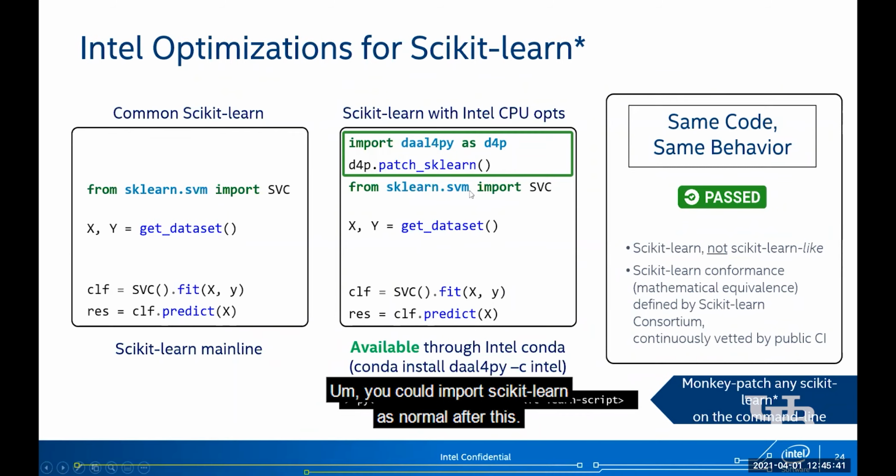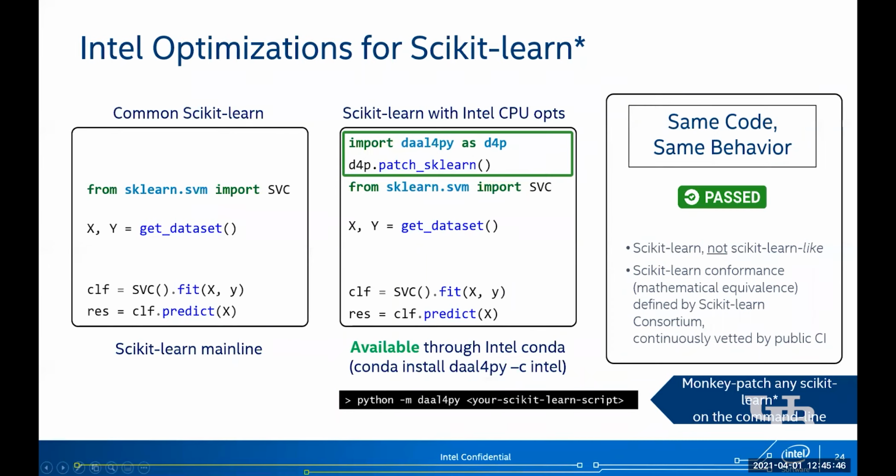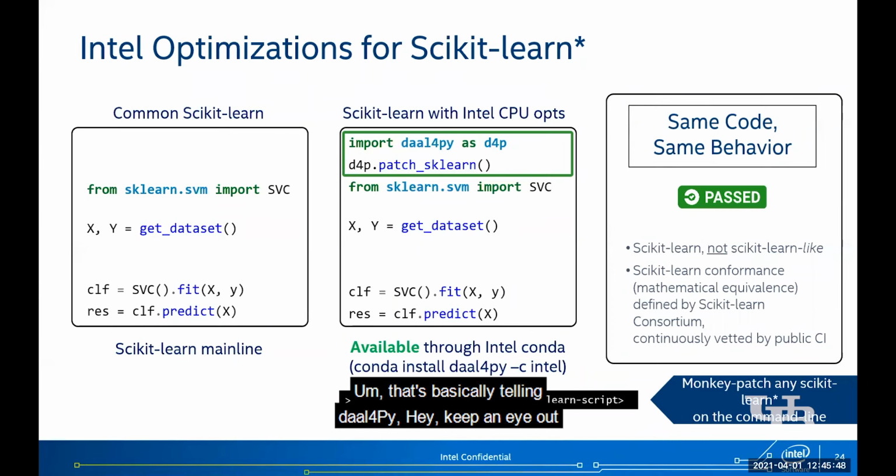You can import scikit-learn as normal after this. What this is doing is basically flipping a switch. That's basically telling $PI, hey, keep an eye out for anything like SVC, which is optimized, and optimize that. I want to note very clearly, this is all to extend and optimize. This is essentially an extension, and it helps optimize scikit-learn, but it's not scikit-learn itself. We're not looking to replace scikit-learn. It's all the same API. All we're doing is adding in 2 lines through $PI to bring these optimizations to life.